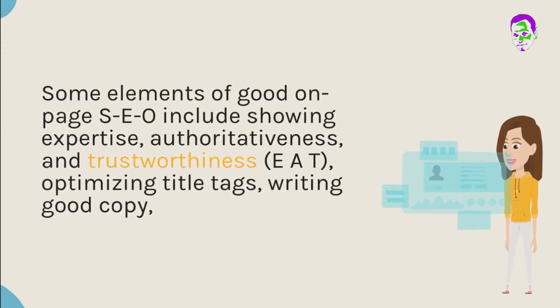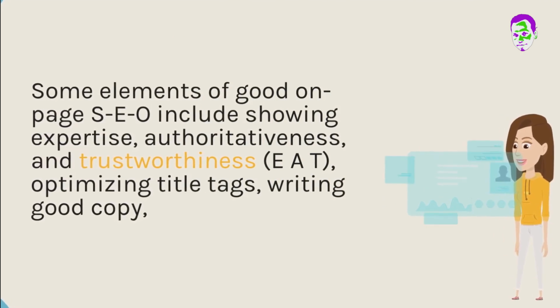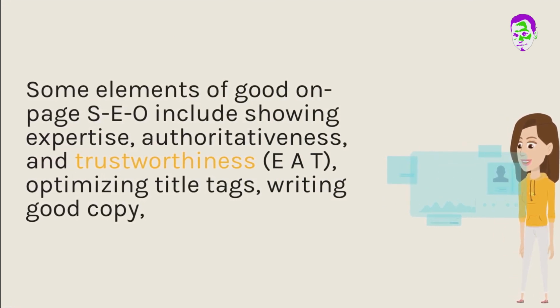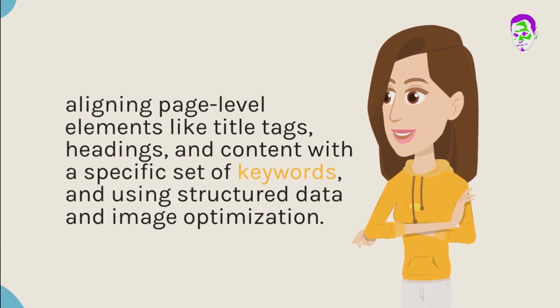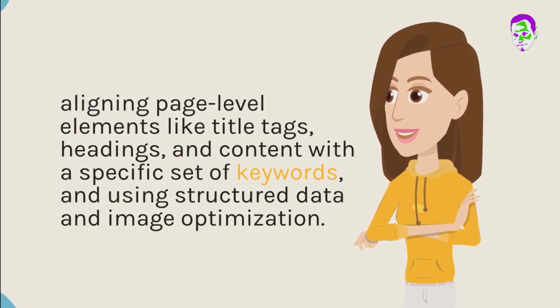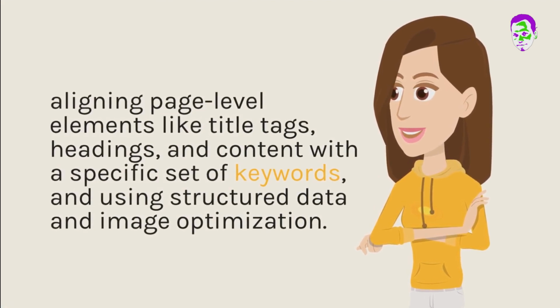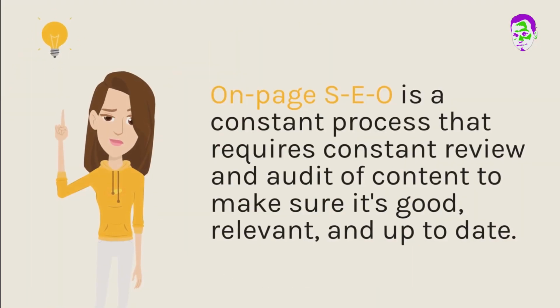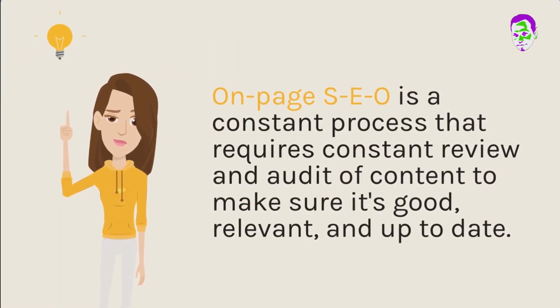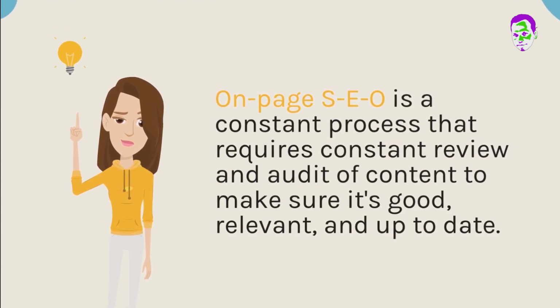Some elements of good on-page SEO include showing expertise, authoritativeness, and trustworthiness, e.g., optimizing title tags, writing good copy, aligning page-level elements like title tags, headings and content with a specific set of keywords, and using structured data and image optimization. On-page SEO is a constant process that requires constant review and audit of content to make sure it's good, relevant, and up to date.